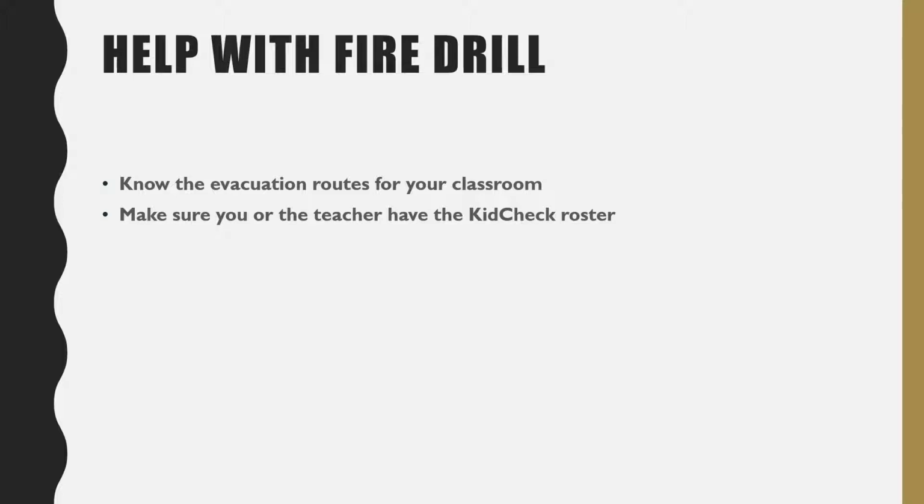Finally, let's talk about the fire drill, or I should say just the evacuation. You need to know your routes. There are 2 routes available to you to get kids out of the classroom and out of the building: the blue route and the red route. Make sure you or the teacher have the kid check roster, and you are to be at the rear of the line, a single file line, as you exit the building.